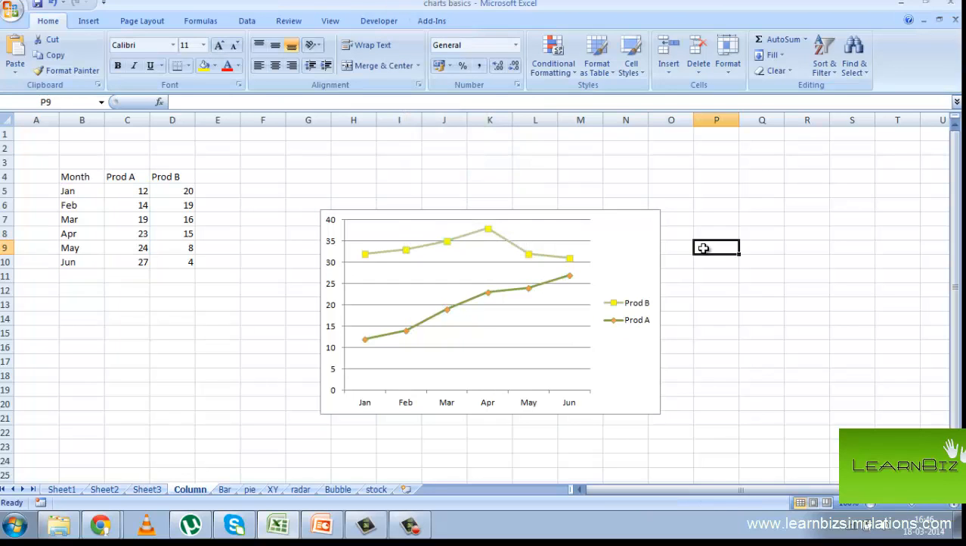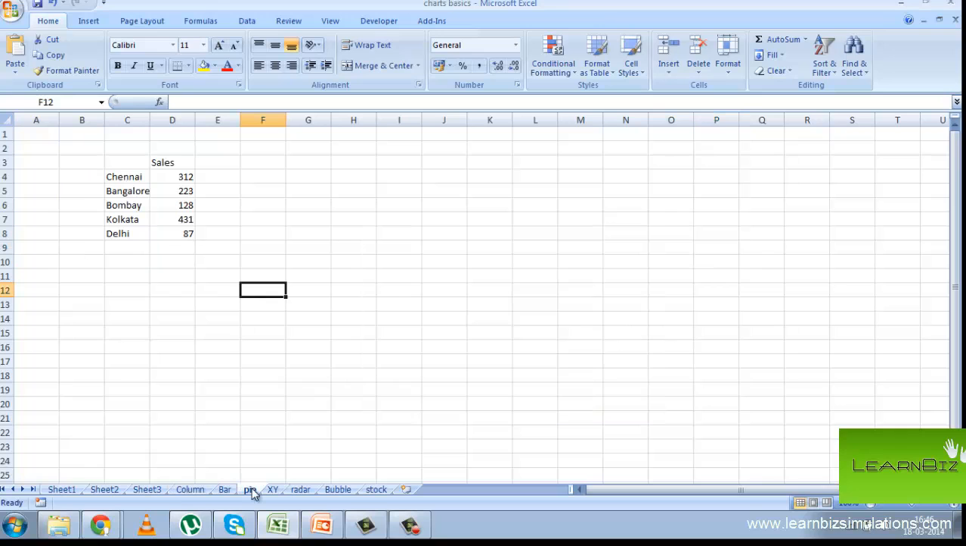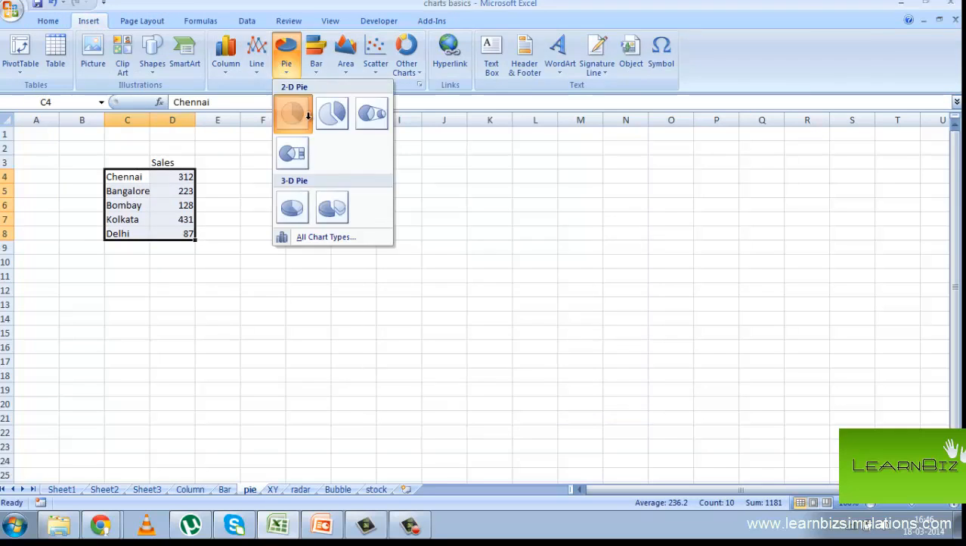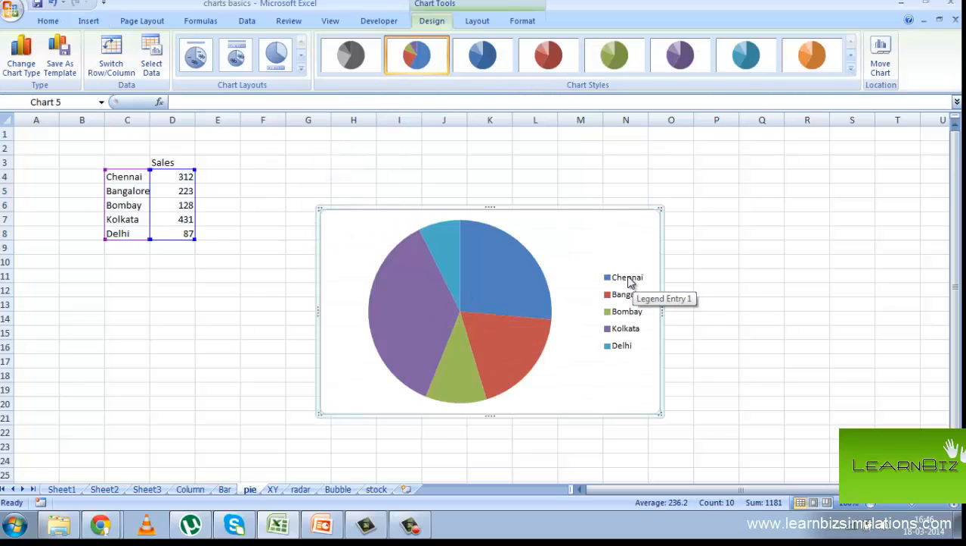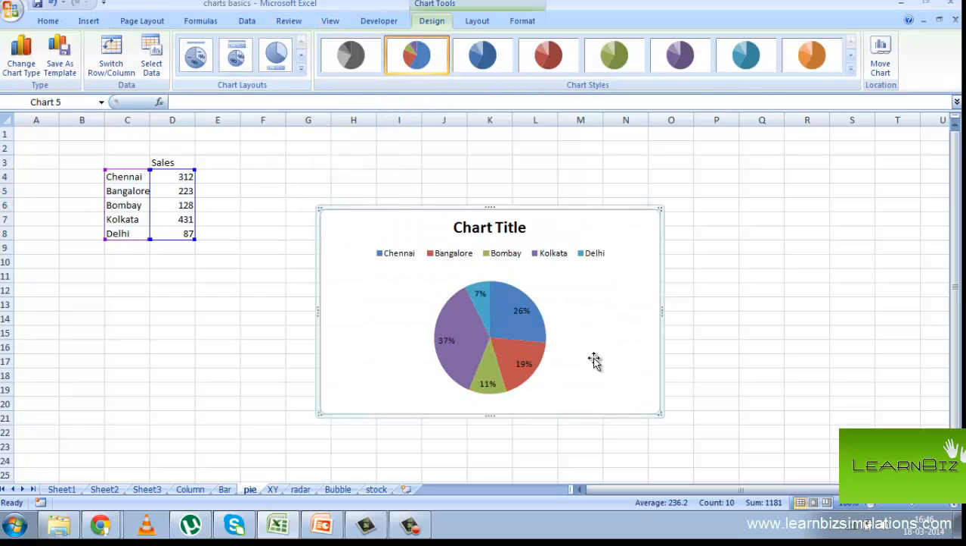Next is the pie chart. A pie chart is useful when you want to show relative proportions or contributions to a whole. A pie chart uses only one data series. Pie charts are more effective with a small number of data points. Generally, a pie chart should use no more than 5 or 6 data points. You can explode one or more slices of the pie chart for emphasis.